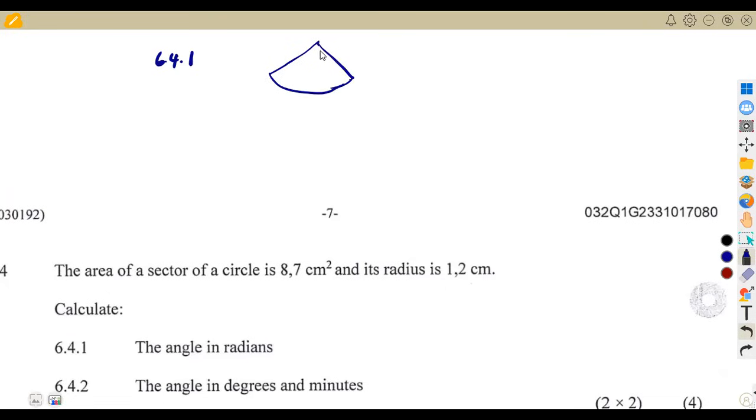This is our sector here, having angle theta and a radius. Remember that if you are given the area of a sector, our formula states that this area is obtained from half r squared theta, where theta is in radians. They want us to calculate the angle theta in radians. So it is just a direct substitution, where you are given the area of 8,7.